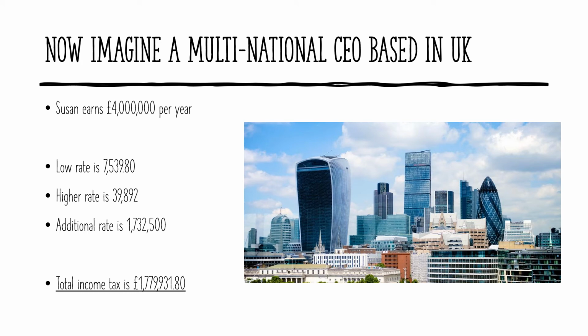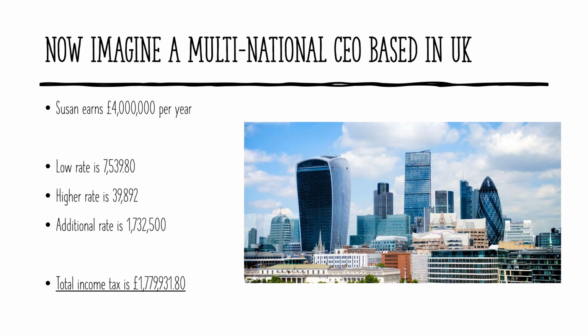So now imagine a multinational CEO based in the UK. So Susan earns £4 million per year. She's still got that same low rate, and she's still got that tax-free amount up to 12,500. Then she's got the low rate. It will be exactly the same as Ken's because they both earn over the threshold for that. So that's £7,539.80.